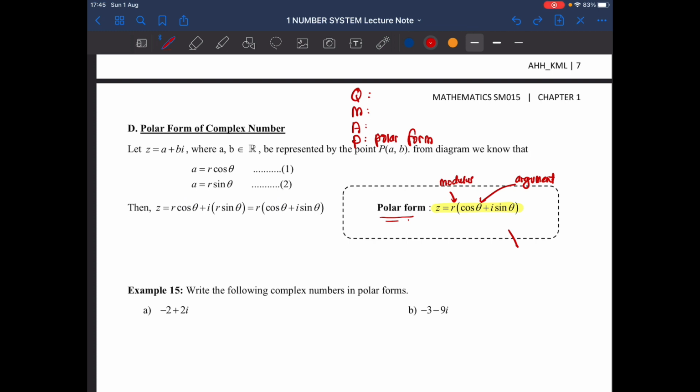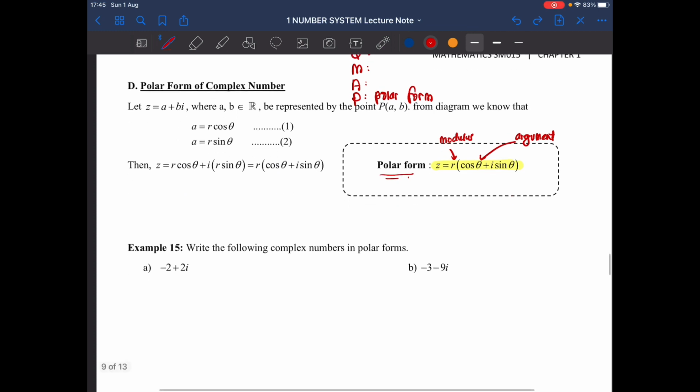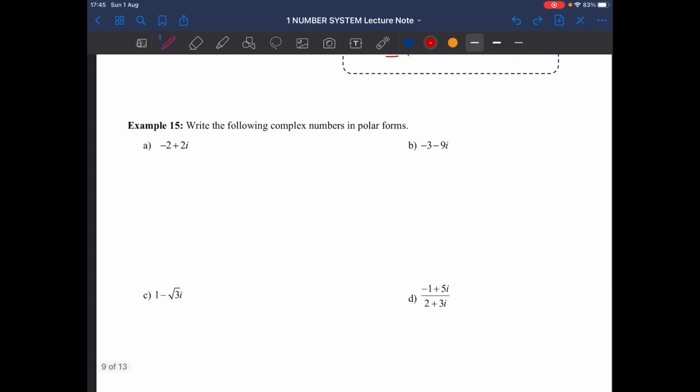So let's see example 15. Write the following complex numbers in polar form. So first we have the question negative 2 plus 2i. Our A is negative 2, B is 2. So the first step is to draw the quadrant.